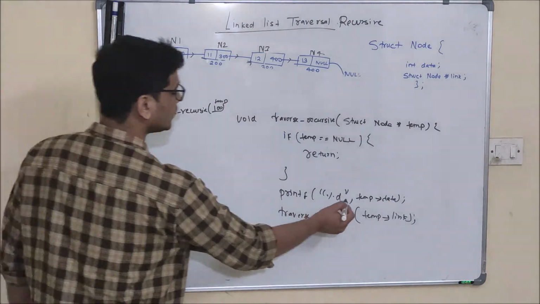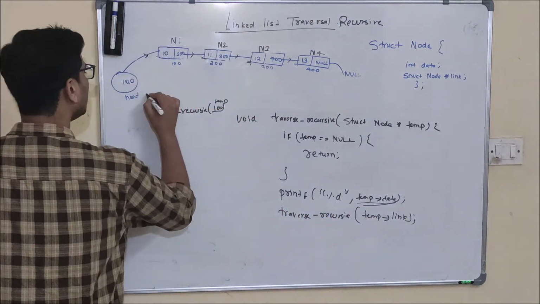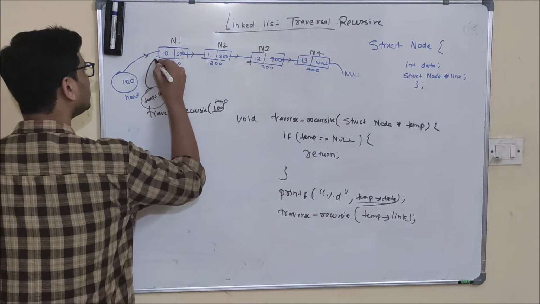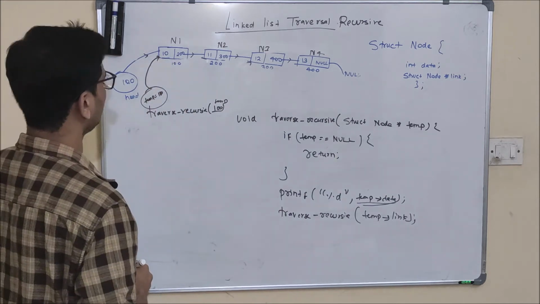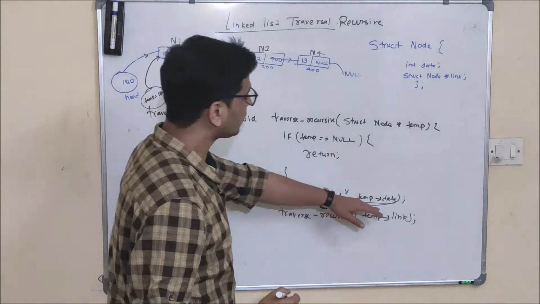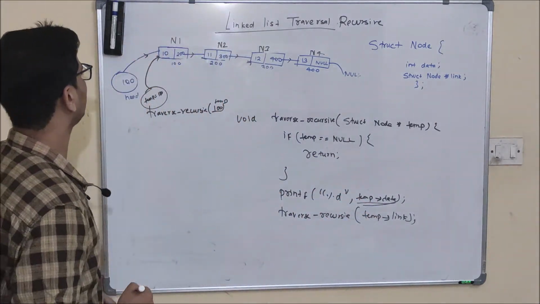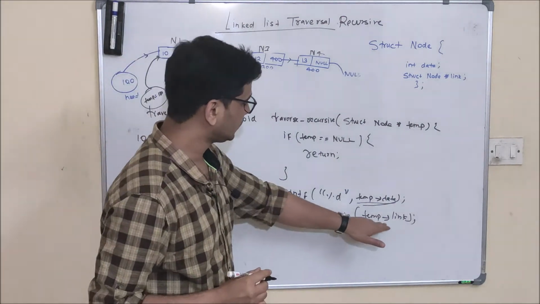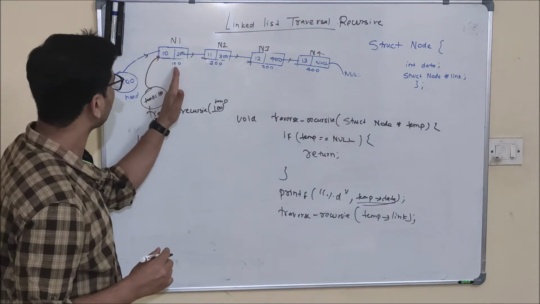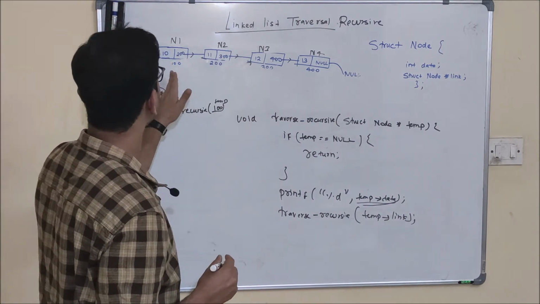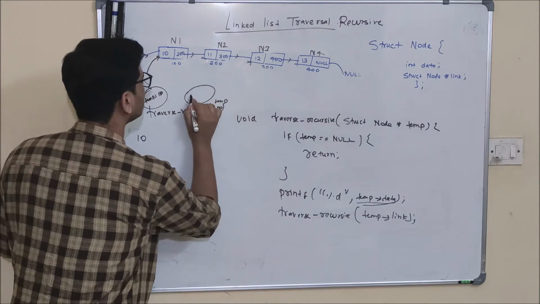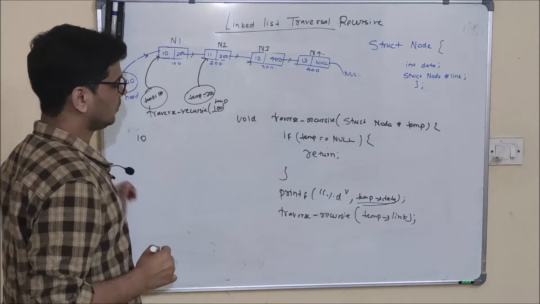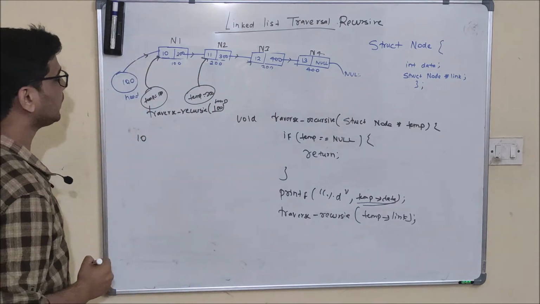So which data part will it print? Temp is equal to 100, and temp is pointing to the starting address of node 1. So it will print the data part of the node starting from memory address 100. In the next line it will make a recursive call to temp dot link, that is, the link part of the node starting from memory address 100, which is 200. So in the next iteration, temp will be equal to 200, and a recursive call will be made to it.